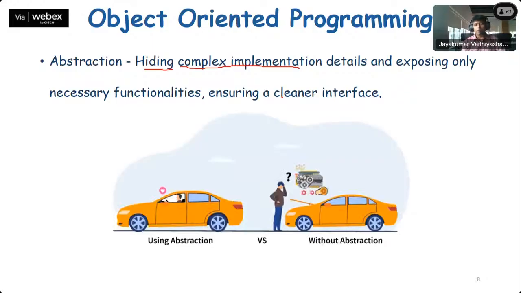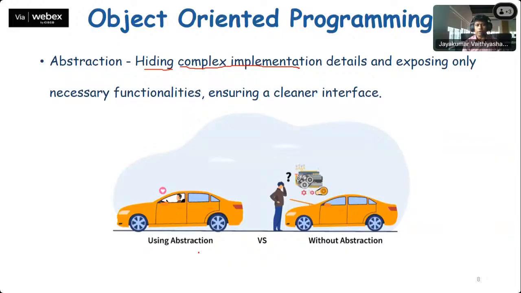Take an example of this image. You're driving a car. You are very new to the car and you just know driving. You don't know what the components inside are, how it is functioning. You are not a mechanic. So this is like abstraction. You are driving a car without knowing the full detail.